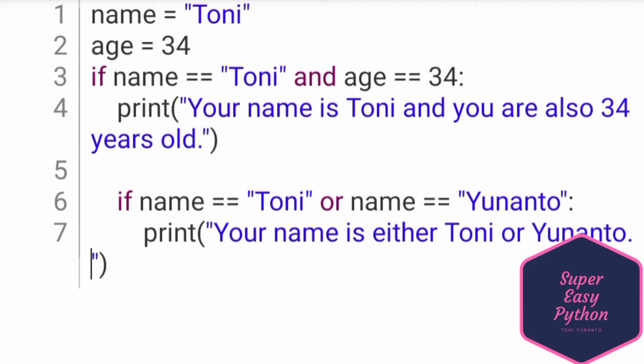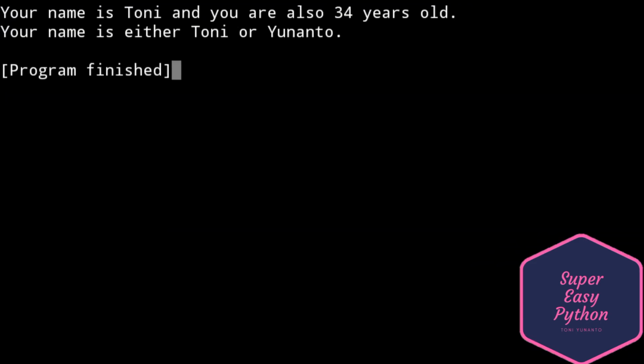Okay, and then we run it. The result will be your name is Toni and you are also 34 years old. And then the second one, your name is either Toni or Yunanto. Both two conditions match the statement or the requirements.